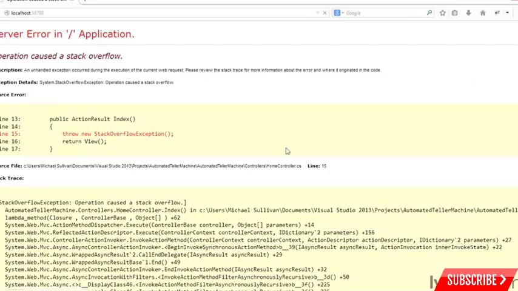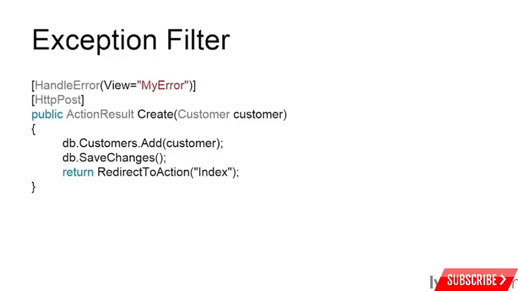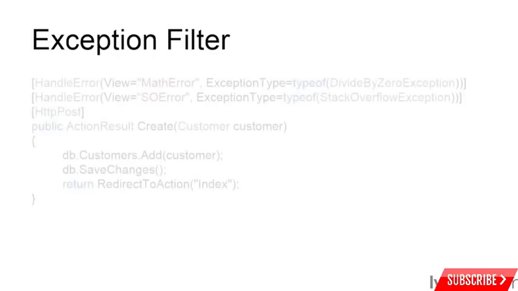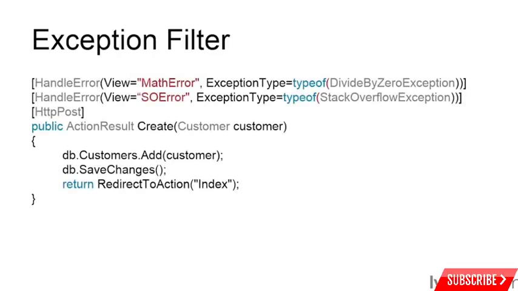And editing web config and saving should cause a restart, so we can just refresh this page and see the error view. Even though this filter is already applied globally, you still might want to apply it to a method or controller in order to specify a different view using the view parameter. And you can also specify different error views for different types of exceptions. In this example, a divide by zero exception would show the math error view, and a Stack Overflow exception would show the SO error view. Any other type of exception would show the error view since it would get picked up by the global handle error filter.